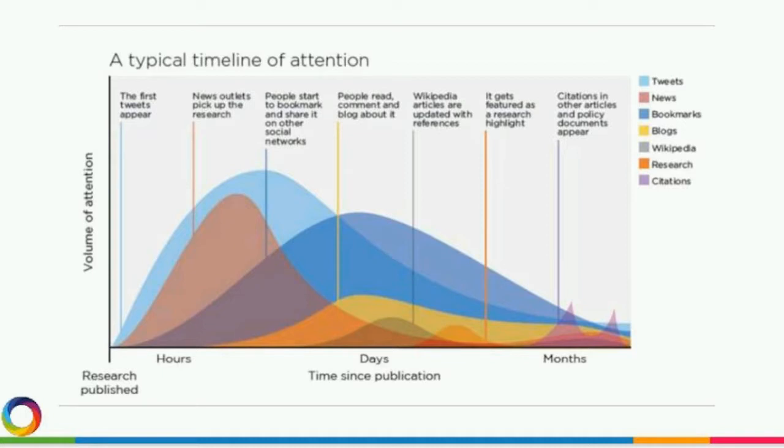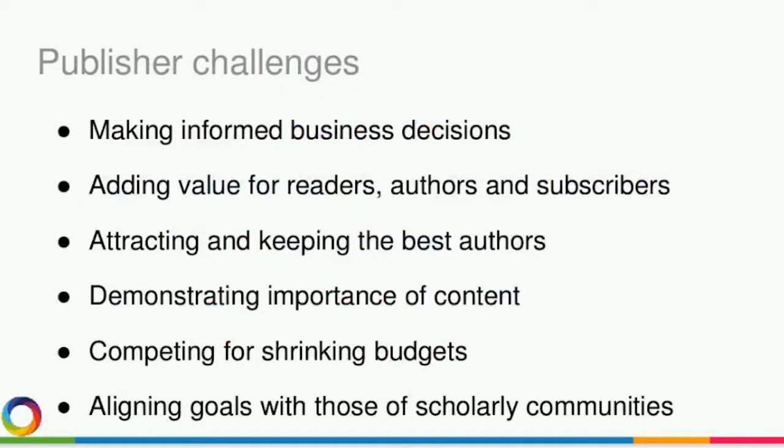So it's really valuable to see all of these things that are happening before you ever get to a citation. If you're not looking at altmetrics, you're potentially missing all of this activity that can tell you how that article is being received.